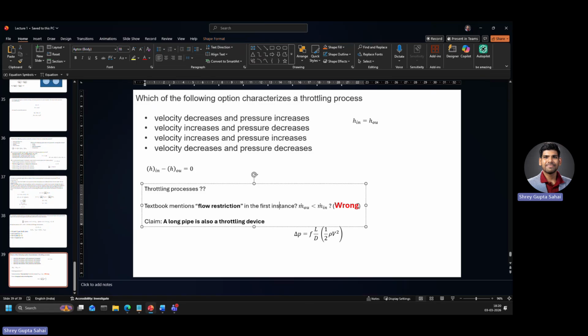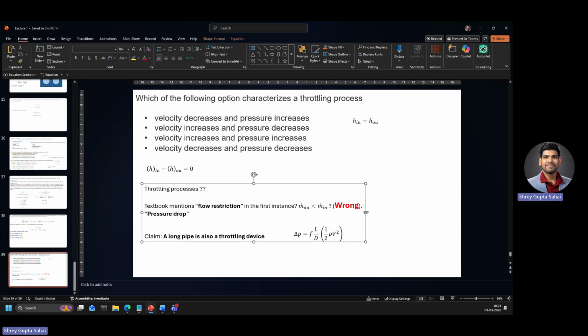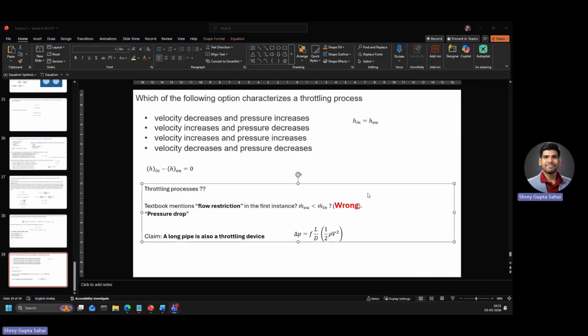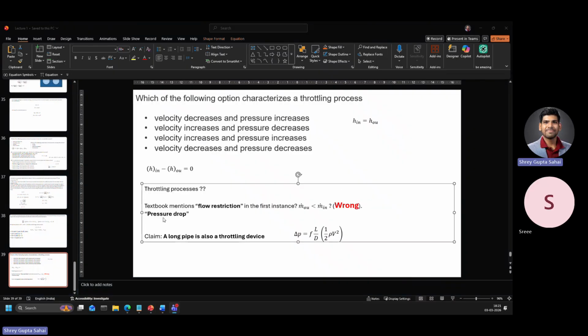The next word it mentions is pressure drop. Please mind, it uses the word pressure drop next, and that is what I have written down. So a very long pipe. This is the important thing. Throttling processes are defined by pressure drops. But particularly saying pressure drop, you'll see that a nozzle also causes pressure drop. So pressure drop is not the correct way of looking at throttling processes.